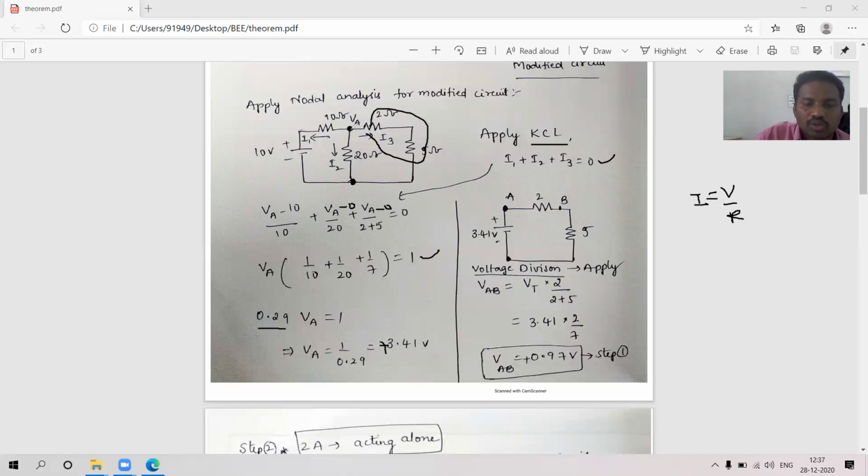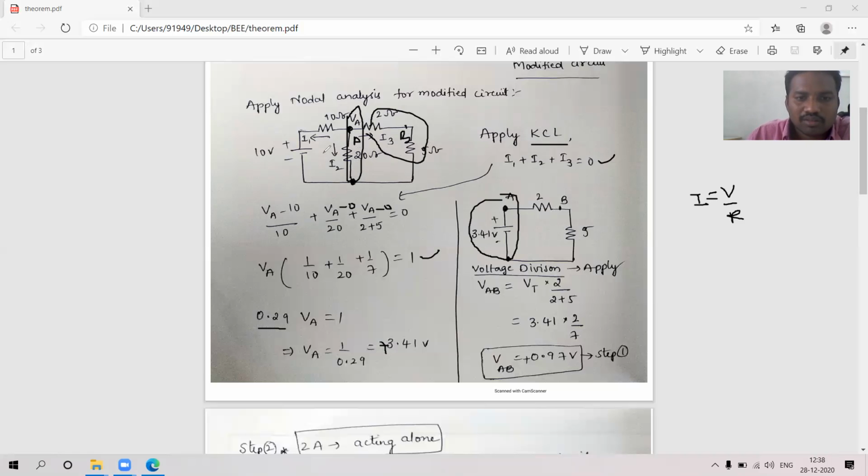That means we only got the node voltage, but we don't know the voltage across A and B. This is A and this is B. So we need to find that. I got the voltage at this point VA, and this is 0. Since I got this voltage, I can simply replace this with 3.41 volts. Okay. Now I am interested only in this loop.